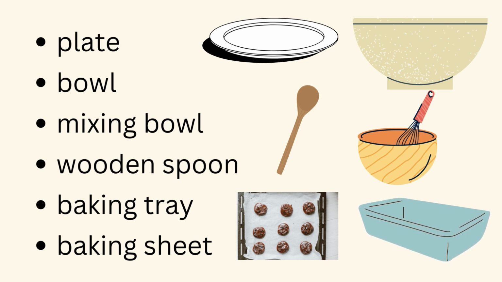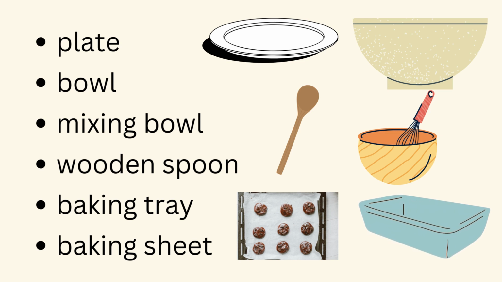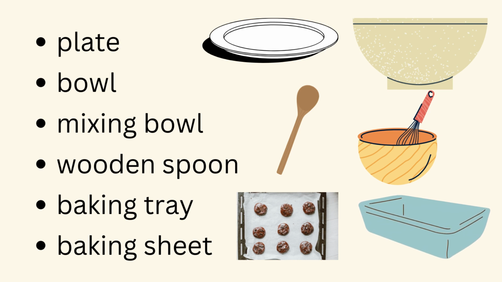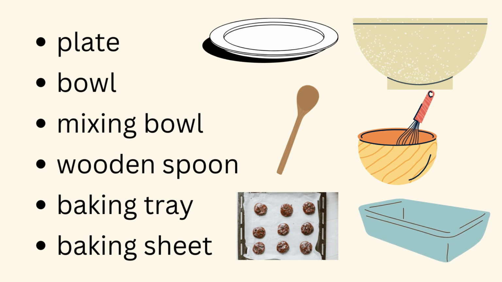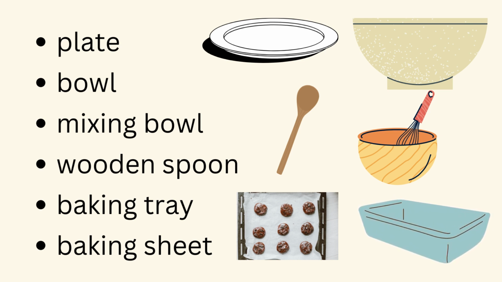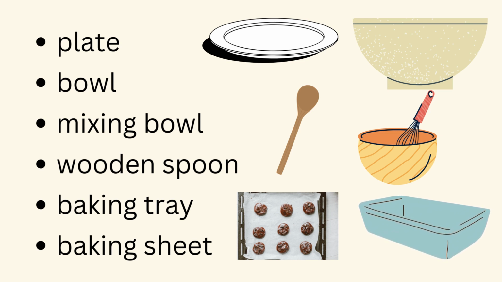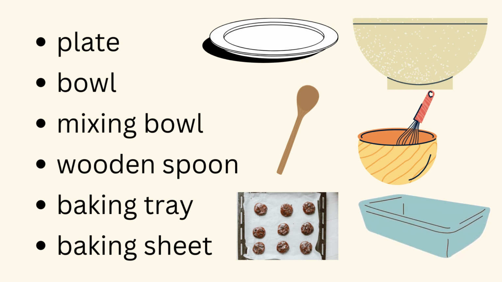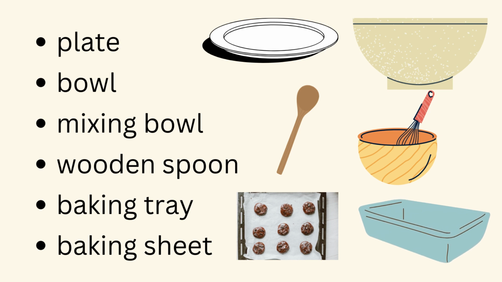Now let's move on to the next item, which is baking tray. The example that we can use is a baking tray is a metal tray used to cook food in the oven. Here is an example of a sentence where we use baking tray, which is, please put the chicken onto the baking tray. Our next item is a baking sheet, which is the same as a baking tray.